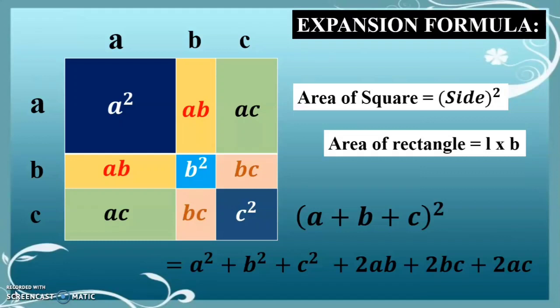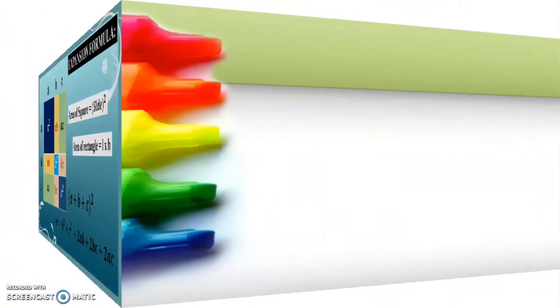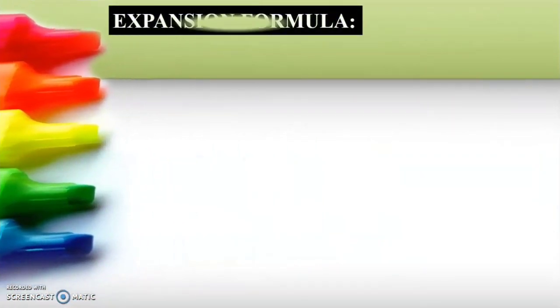Now we will see the alternative method to derive the same formula. Previously, as we derived the formula for (a + b) the whole square, similarly we are going to derive the formula for (a + b + c) the whole square, and this method will be used to solve sums. So students, please pay attention.